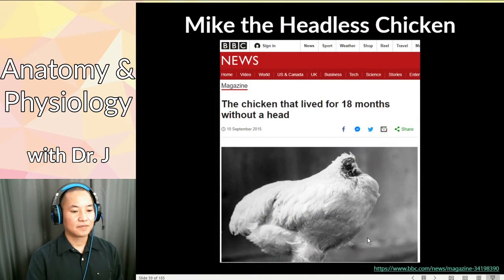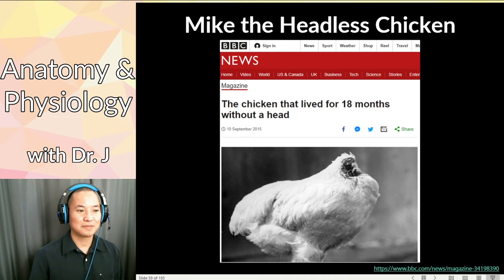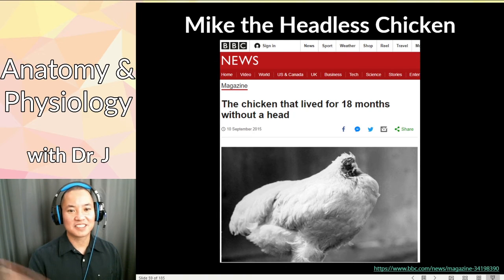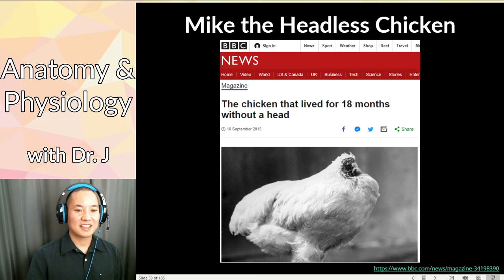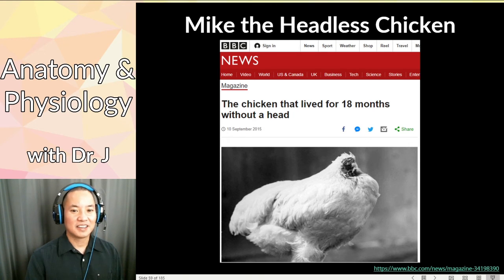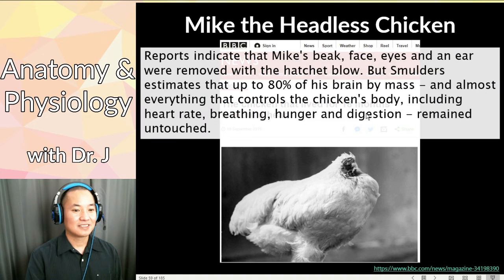Now, this is a very interesting case. Mike the Headless Chicken. I think the story goes, there was a farmer in Colorado, and he was doing what farmers do, and he was decapitating chickens. He noticed that after he decapitated this chicken, it was still running around, and even despite not having a head, it still was trying to peck at seeds, even though it didn't realize it didn't have a beak or a mouth anymore. So it's kind of amazing.